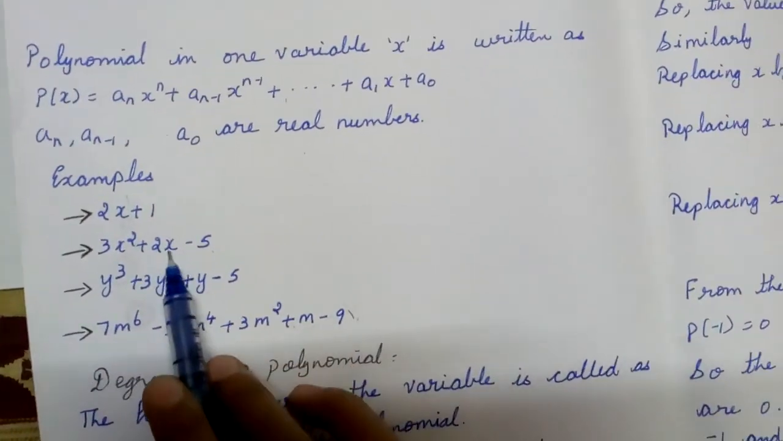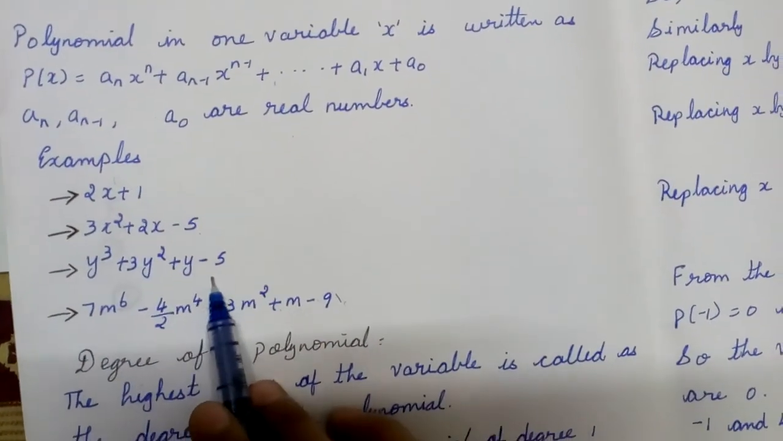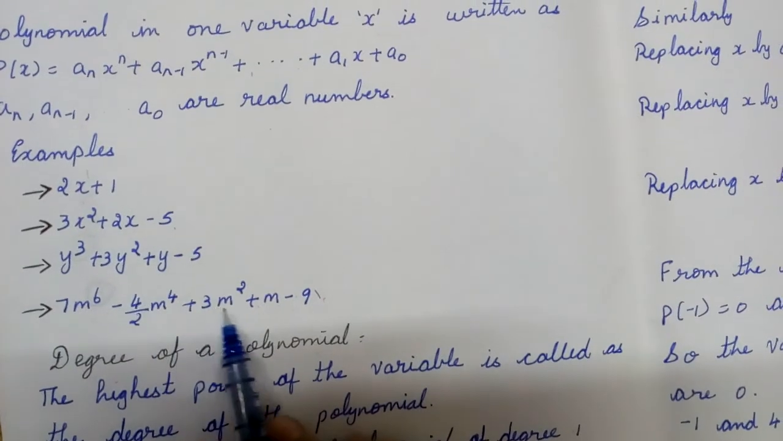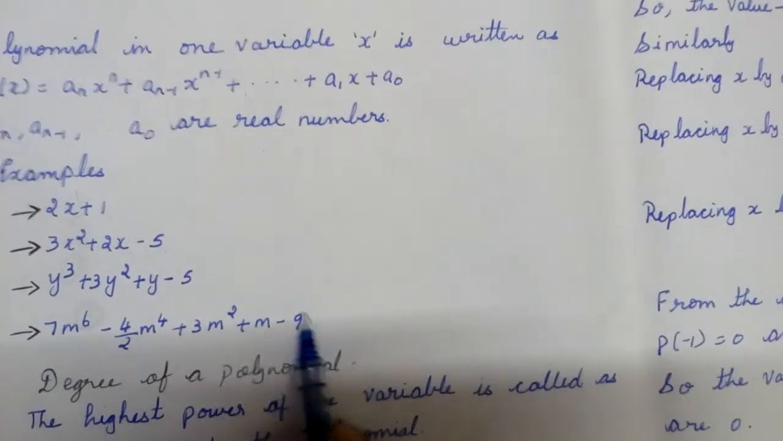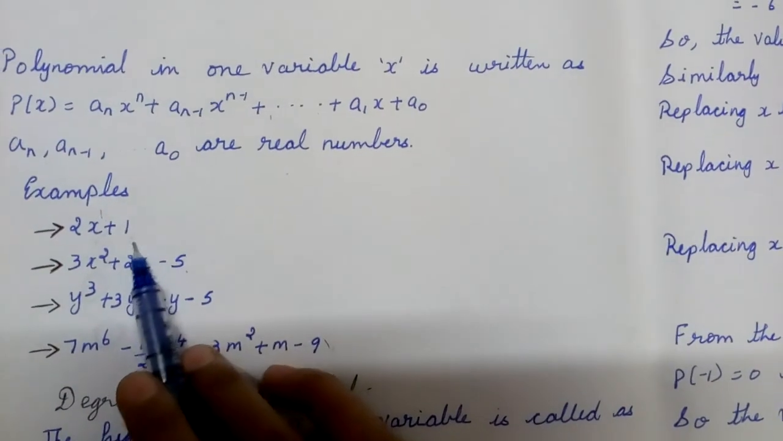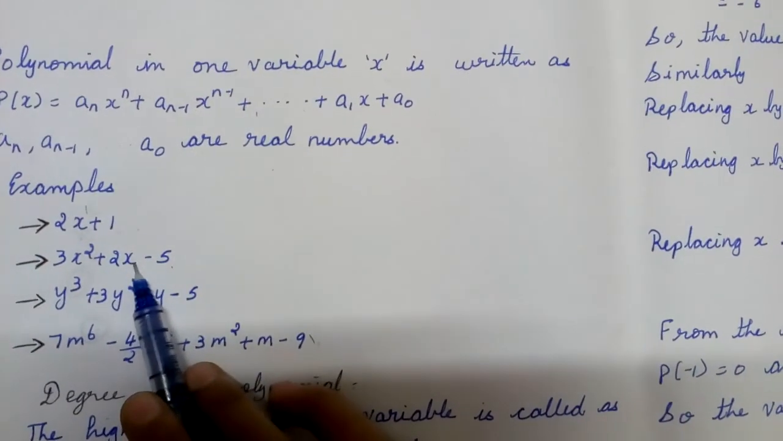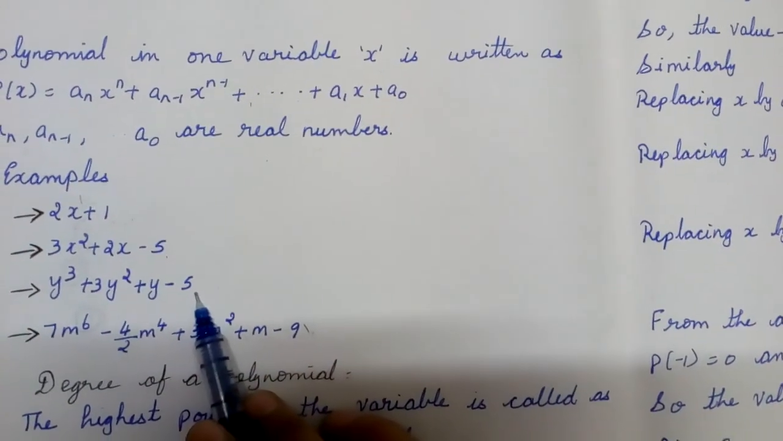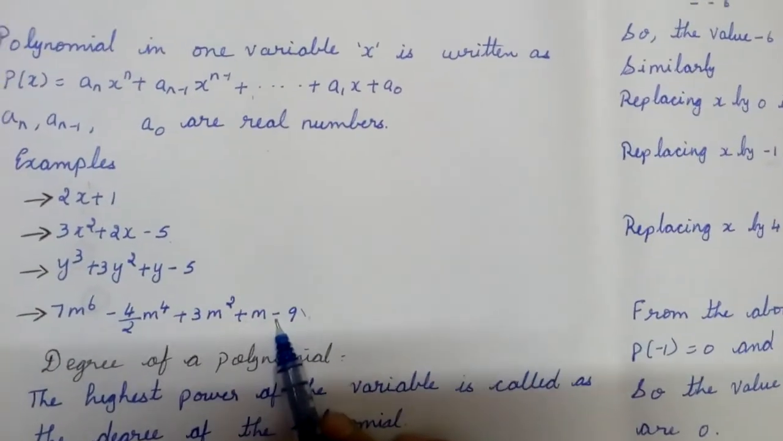Let us see some examples of polynomials. 2x plus 1, 3x square plus 2x minus 5, y cube plus 3y square plus y minus 5, 7m raised to the power 6 minus 4 by 2 m raised to the power 4 plus 3m square plus m minus 9. These are few examples of polynomials. You can very well see that 2x plus 1 is a polynomial in one variable x. 3x square plus 2x minus 5 is also a polynomial in one variable x. Y cube plus 3y square plus y minus 5 is a polynomial in one variable y. Similarly, this is a polynomial in one variable m.